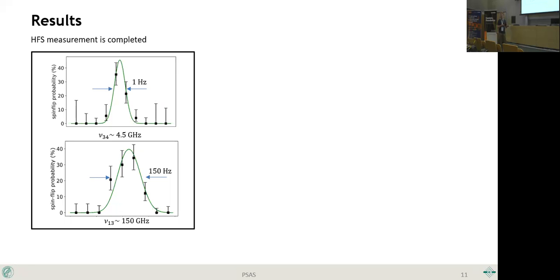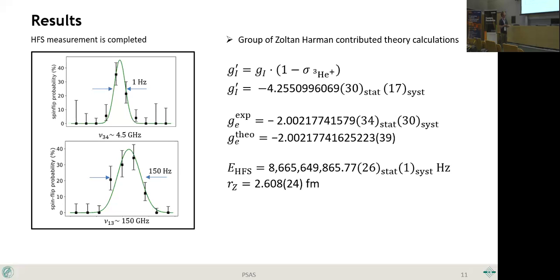Yeah, this has been completed now. And the group of Zoltan Harman from the MPIK also contributed some theory calculations for the electron g factor. And this is our final result. So first, the electron g factor determined experimentally is in agreement with the theoretical value. The theoretical value is quite a bit better in precision.